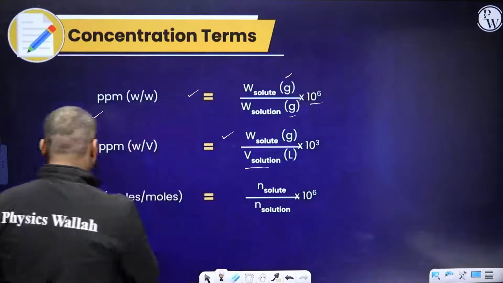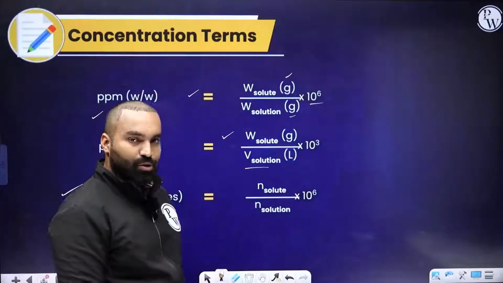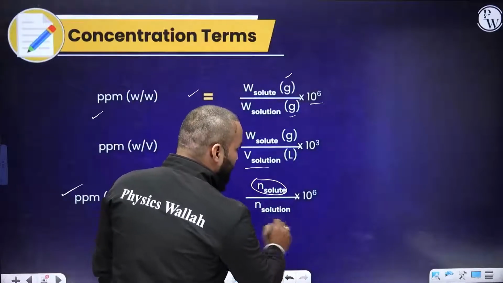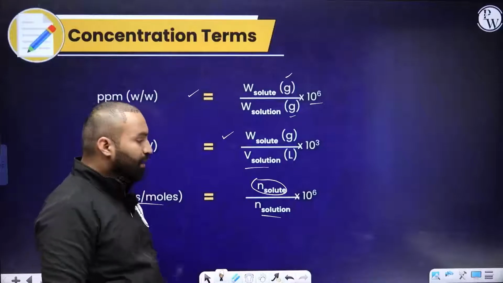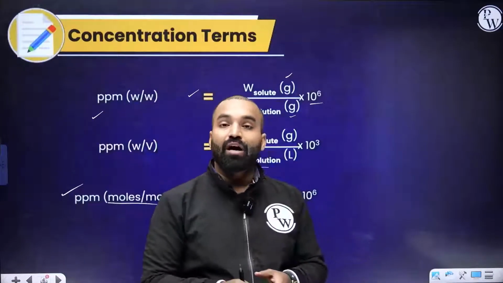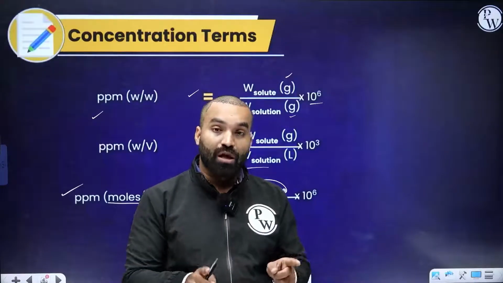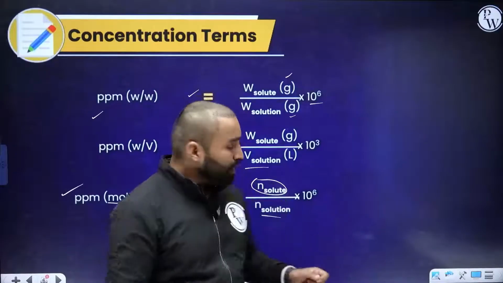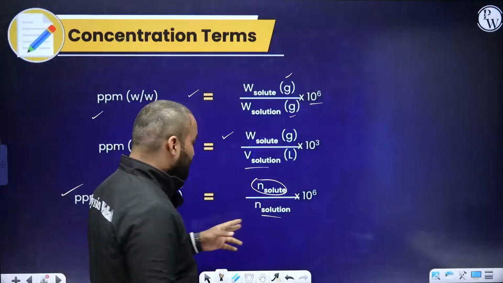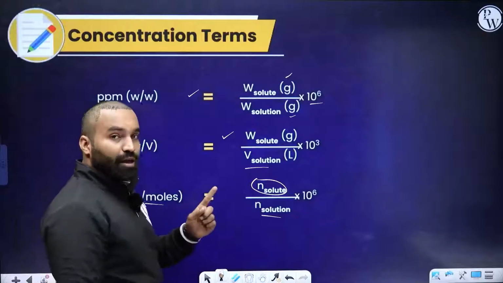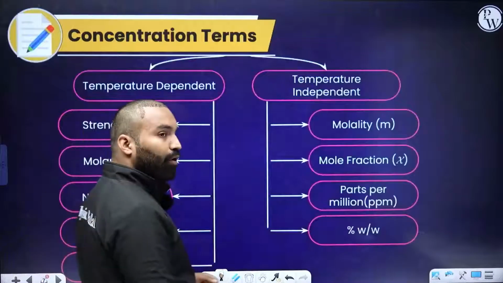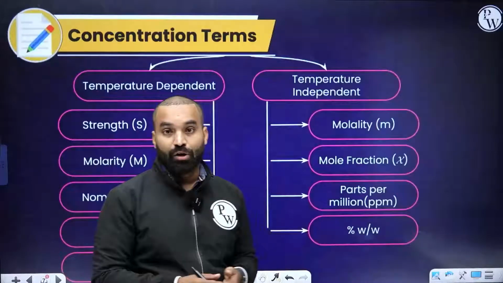Now we have ppm, moles per moles. That's also possible: number of moles of solute divided by number of moles of solution. When do we use this type of ppm calculation? When the number of moles of solute is too low compared to the total number of moles of solution. That makes it ppm, in a very low range. For example, hardness of water, and also for all pollutant quantities.